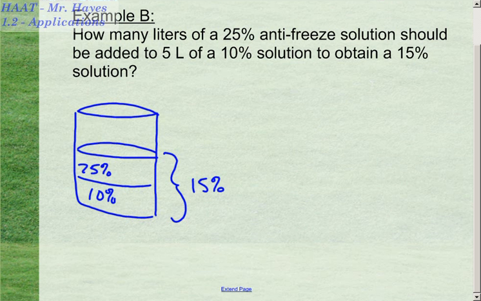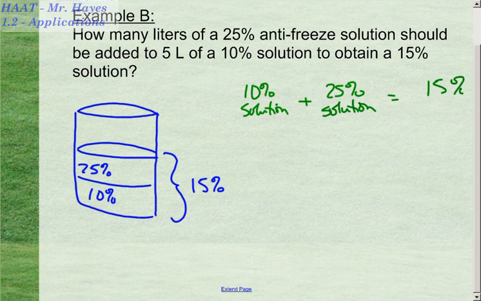So what you have to ask yourself here then is what are we comparing? We're taking 10% solution, adding 25% solution to it, and we're going to get 15% solution on the back end. So we know I have 5 liters of 10% solution. And I'm adding in, we don't know how much, so I'm going to have that be x. So 5 liters of 10% plus x liters of 25% solution.